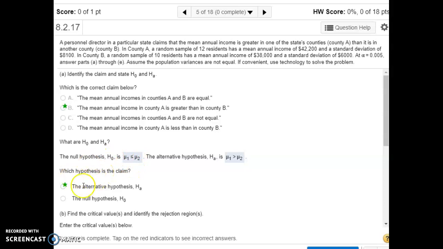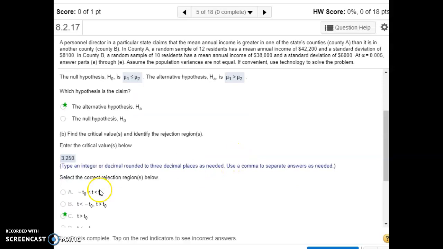Which hypothesis is the claim? The claim was our alternative here, that one county had a mean greater than the other. For our critical values, those are going to be completely based off of what we choose for alpha. And we'll be using the t-distribution because we do not know the population standard deviations. And this is a one-tailed test because our alternative hypothesis is strictly greater than. It's a right-tailed, one-tailed test.